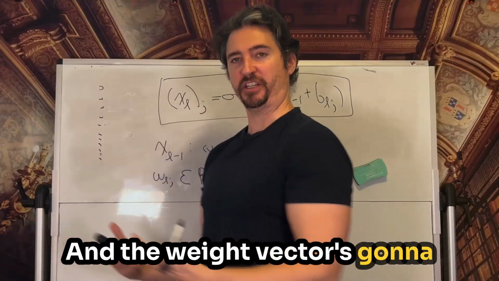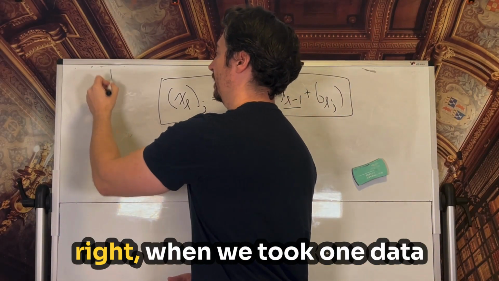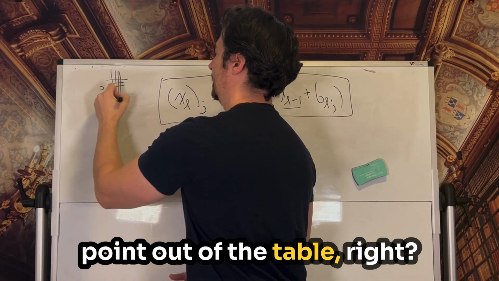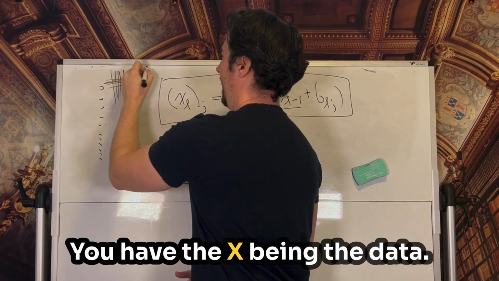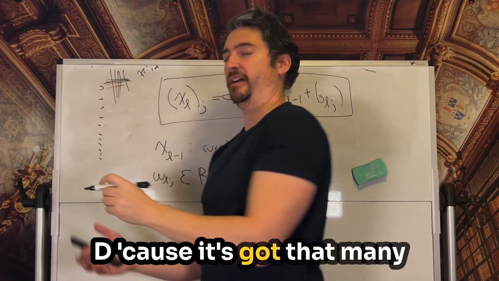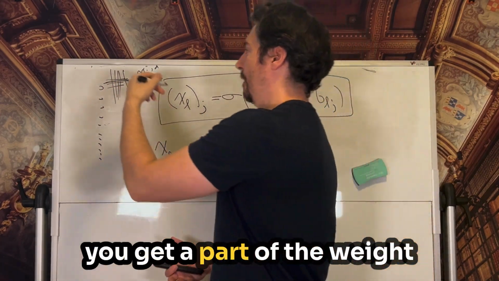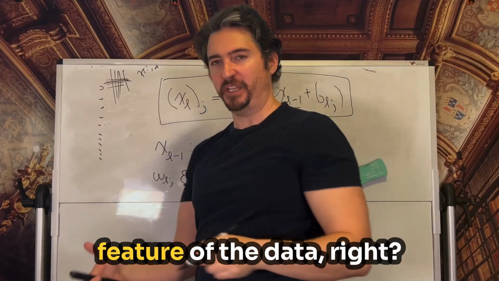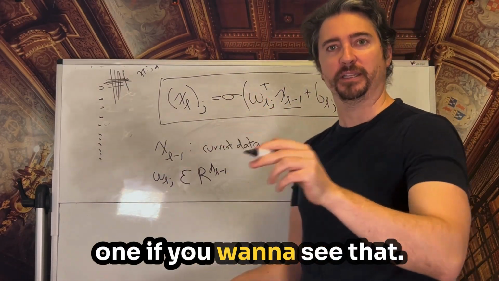And the weight vector is going to have that dimensionality because we know, even in the linear systems, when we took one data point out of the table, you have the X being the data. Let's say it has dimensionality D because it's got that many columns in the data set. Well, the weight vector has that dimensionality as well because you get a part of the weight vector for each feature of the data. So still the same thing. Go back to lesson 1 if you want to see that.